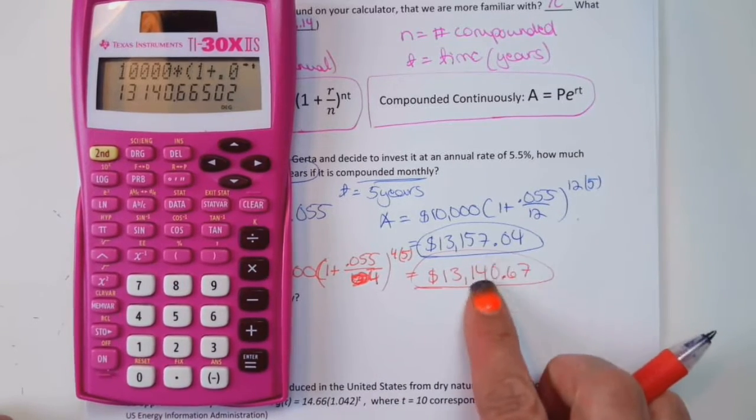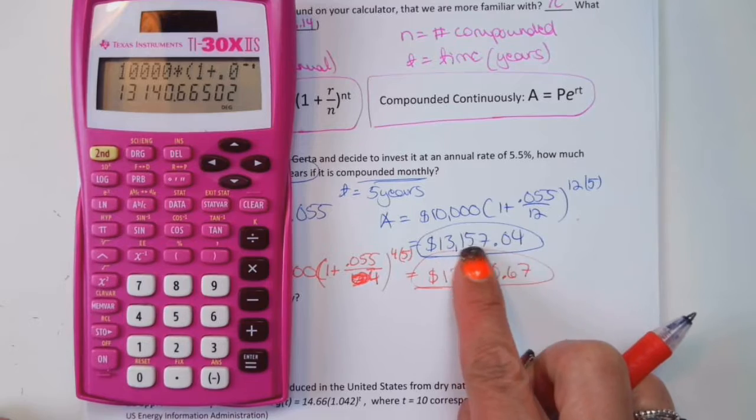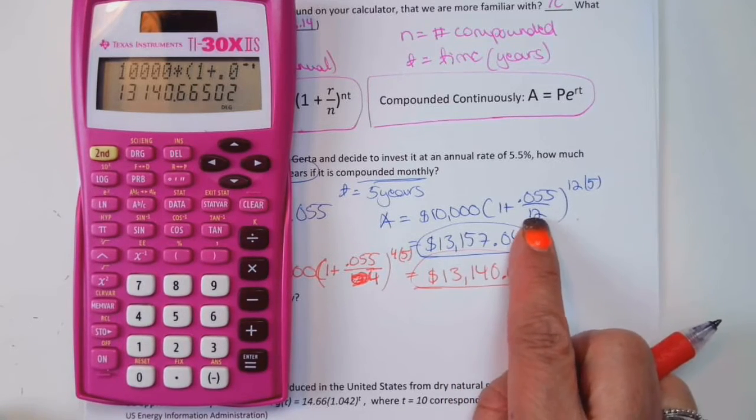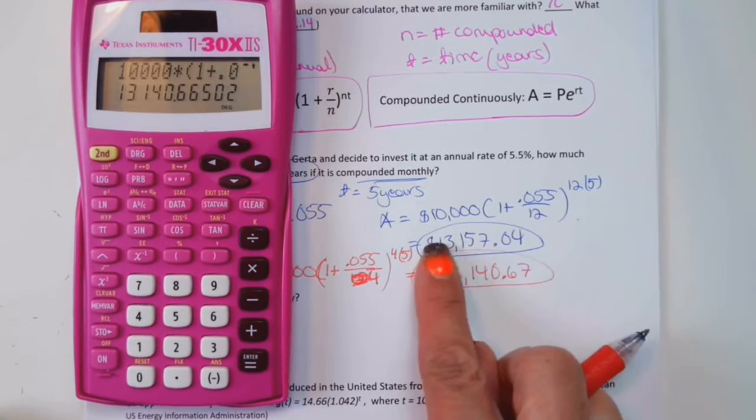So as you can see, if we compare these two, when we compound more times, so when n is 12 compared to 4, we do get more money.